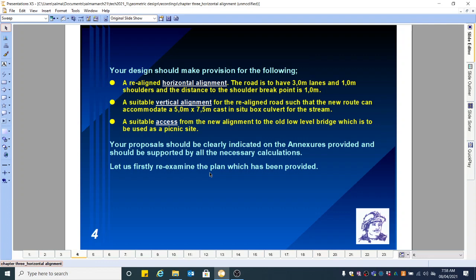Those two will be in future videos. At this stage, we're concentrating on the realignment of the horizontal alignment. And remember, your road has to have 3 meter lanes and 1 meter shoulders, and the distance to the shoulder break point is 1 meter. Your proposal should clearly indicate on the annexures provided and should be supported by all necessary calculations.